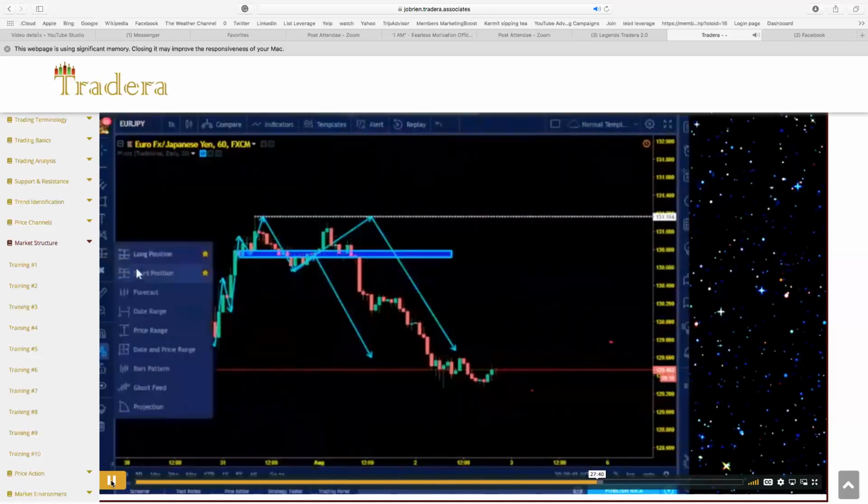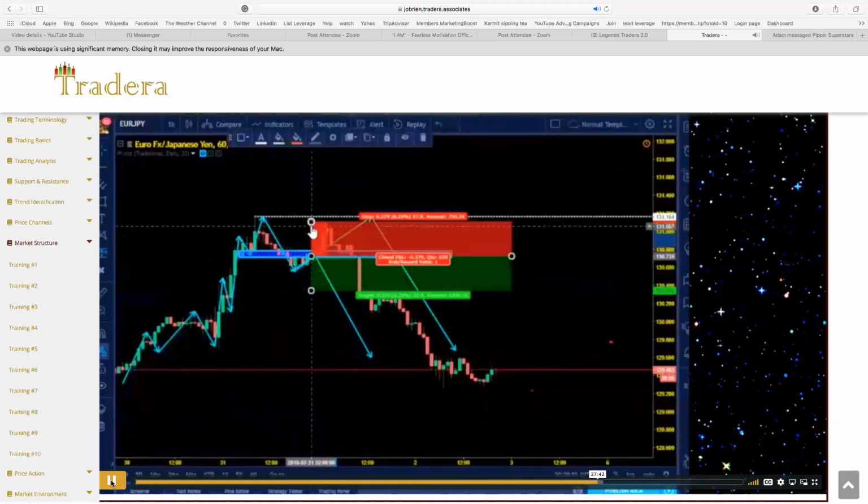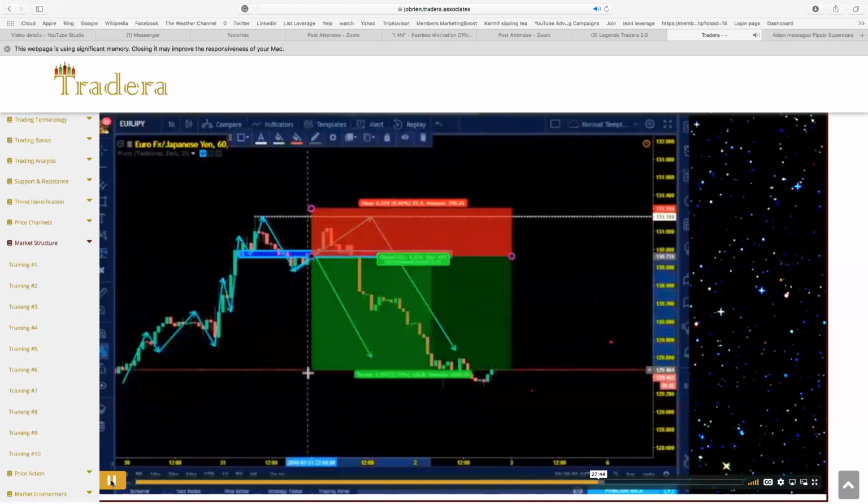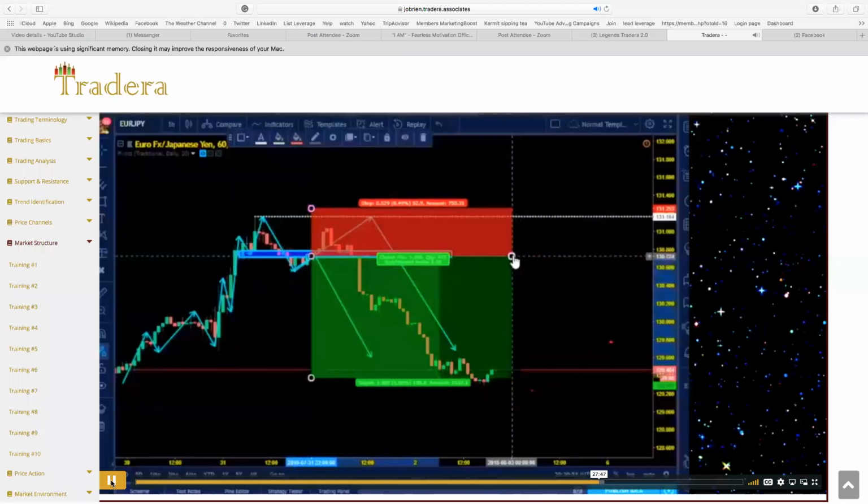So in this case, it broke. It retested. I sold. Stop loss above the high. I am for the lows. Guess whose TP got smashed for 135 pips this morning?